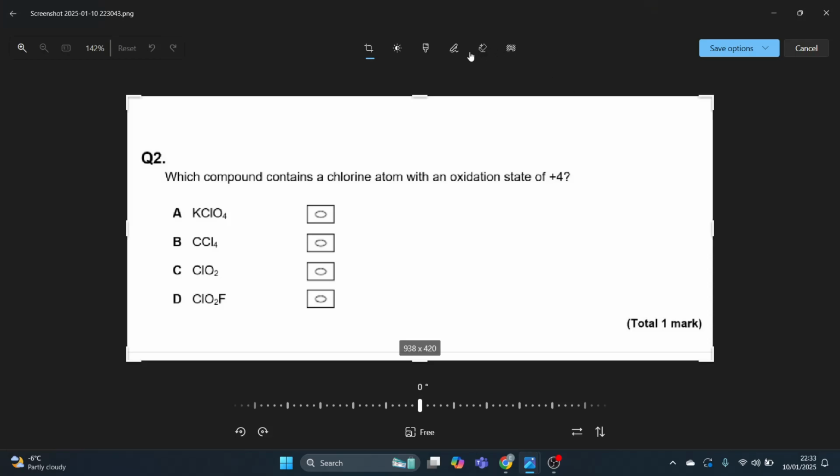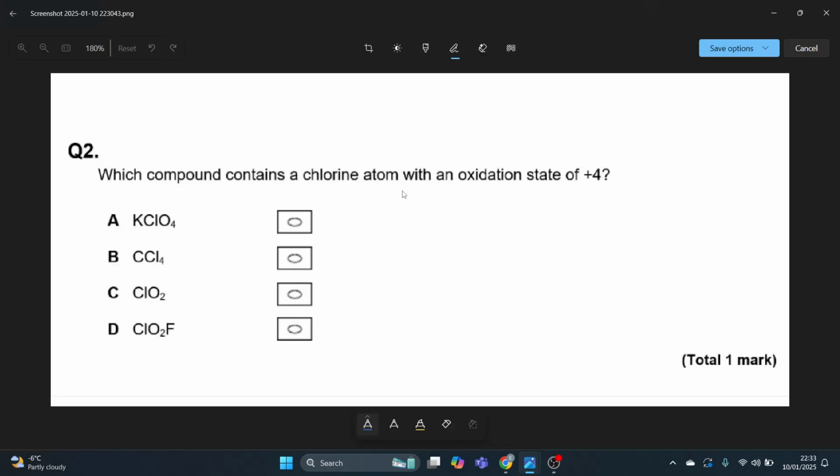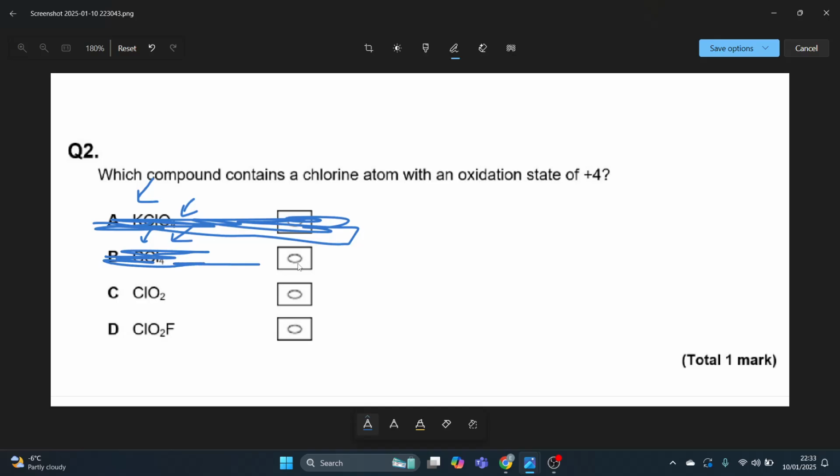Question 2, which compound contains a chlorine atom with oxidation state of +4? KClO4, that's -2 times by 4, -8, +1, -7, so that's going to be +7. In this case, carbon is in group 4, +4, chlorine is going to be -1, because -1 times by 4 will give me -4, -4 plus 4 is overall oxidation of 0 for a compound.